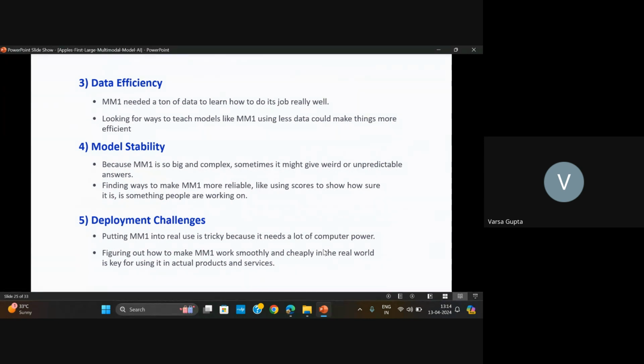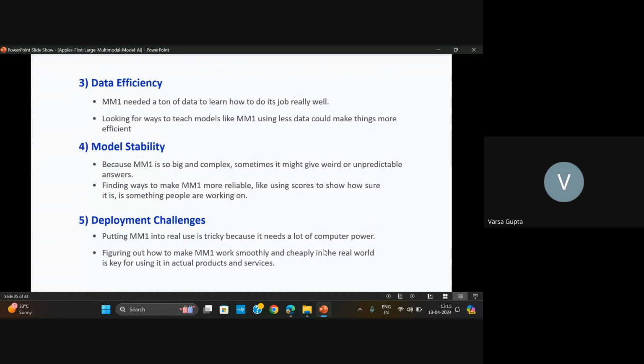And the model stability. So we know that MM1 is big and complex. So sometimes it might give weird or unpredictable answers. So finding ways to make MM1 more reliable, like using scores to show how sure it is, is something MM1 researchers are working on.